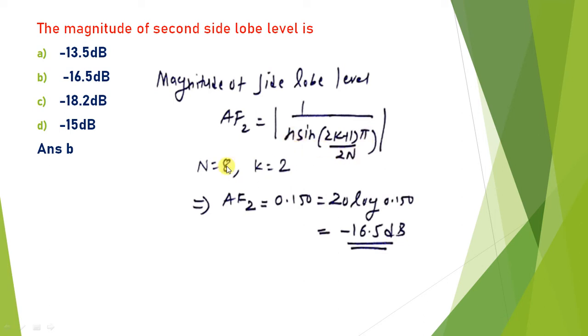So here n is equal to 8 is given, k is equal to 2, because we are about to find the second side lobe level, so k is equal to 2. Put all these values in this equation, we will get 0.150 in real number, and if you convert into dB, so 20 log 0.150, that will give you roughly minus 16 dB. So the answer is B.